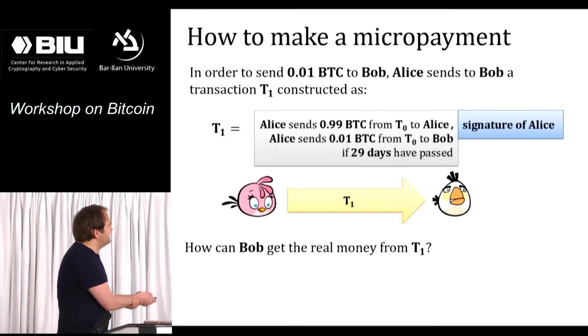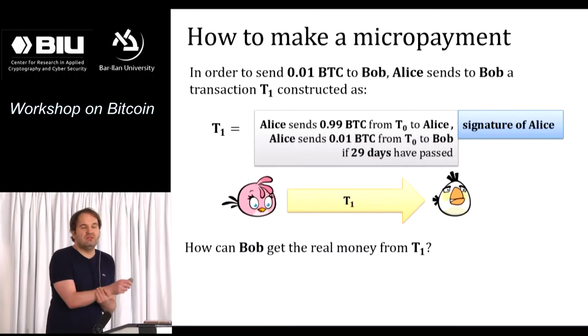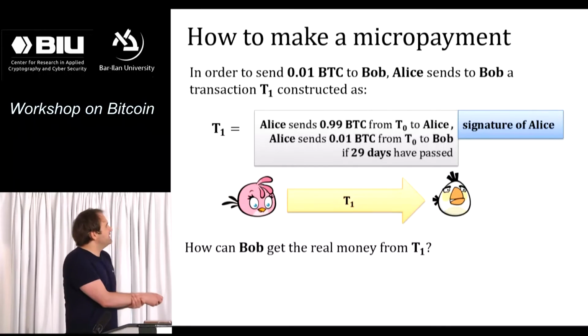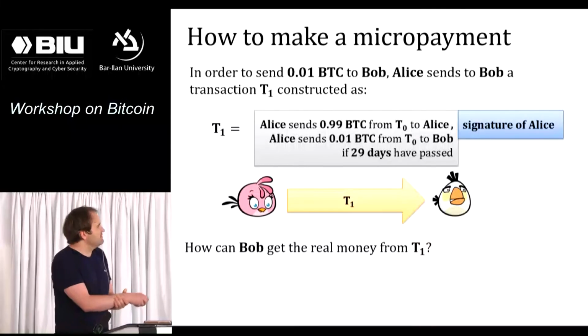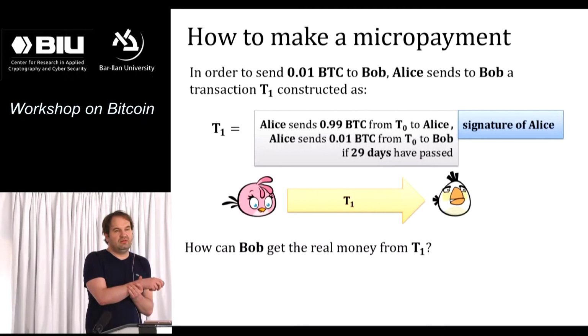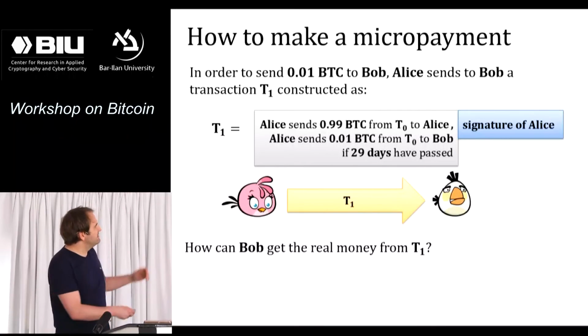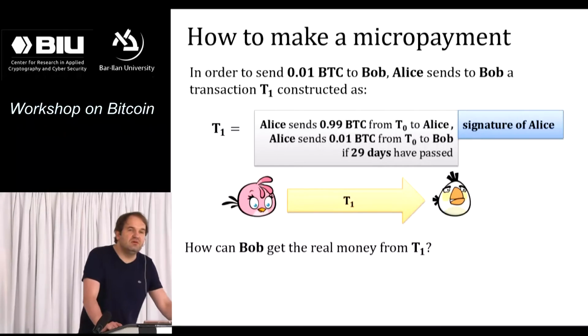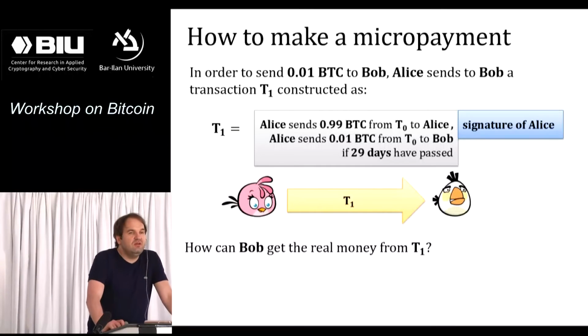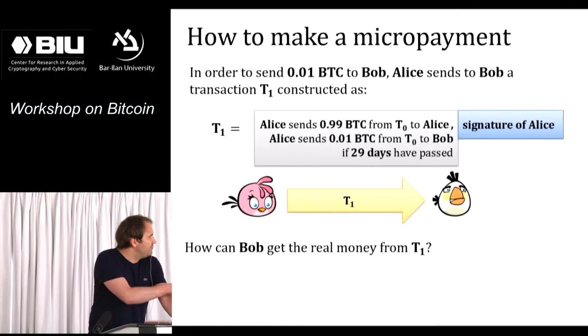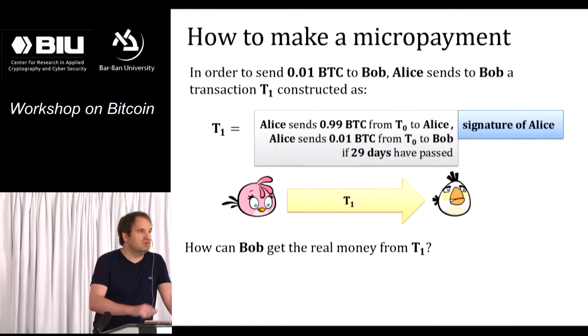So how can Bob get real money from T1? Why can Bob now be sure that he gets this, no matter how Alice cheats? Because the only thing that is missing here is the signature of Bob, and that's something he can produce himself. So he has this partially signed transaction, and he knows that if he really wants, he can add his signature and post it on the blockchain in 29 days.